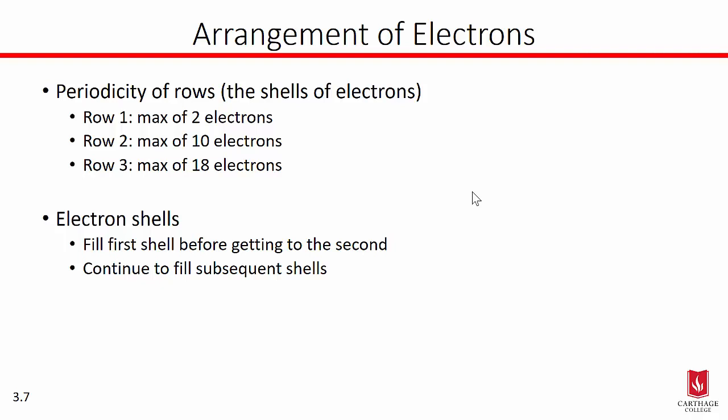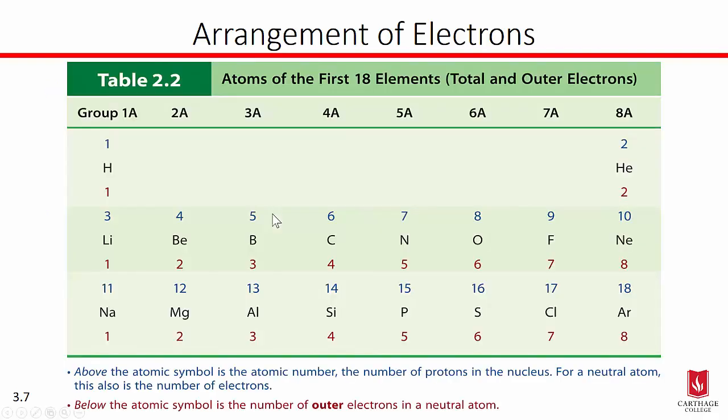When we look at these shells, they fit in nicely with the structure of the periodic table, where in the first row we can have a max of 2 electrons in that first shell. The second row, we can get a max of 10 electrons and continue on from there. So I want to look at just a smaller version of the periodic table. It gets rid of a lot of the extra atoms that we don't need to look at right now.